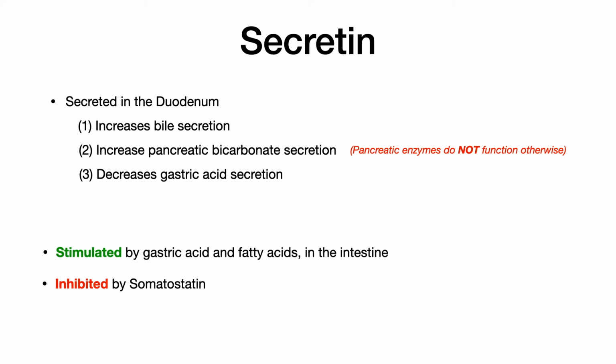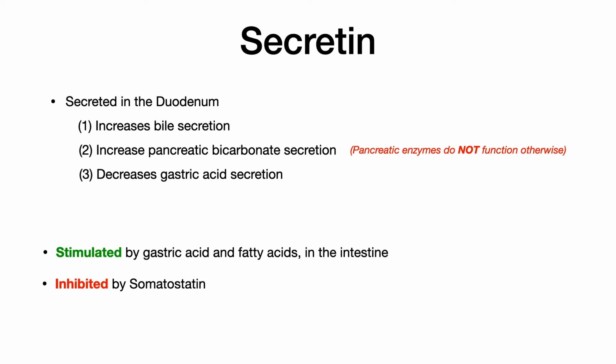And then lastly, it decreases gastric acid secretion. So when secretin comes out, the stomach is sort of being turned off. So you're decreasing gastric acid secretion. Secretin is stimulated by gastric acid and fatty acids, specifically in the intestine, and it's inhibited by somatostatin. So you already know what it's inhibited by because somatostatin inhibits everything.